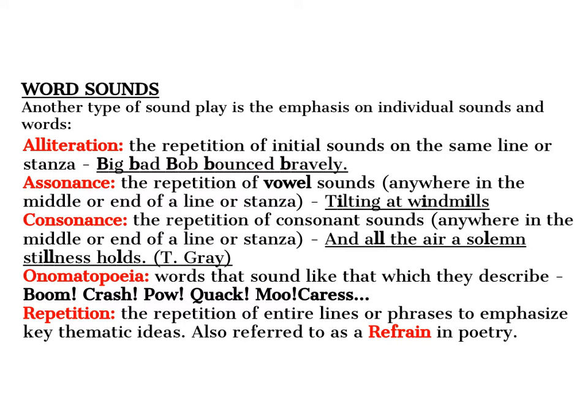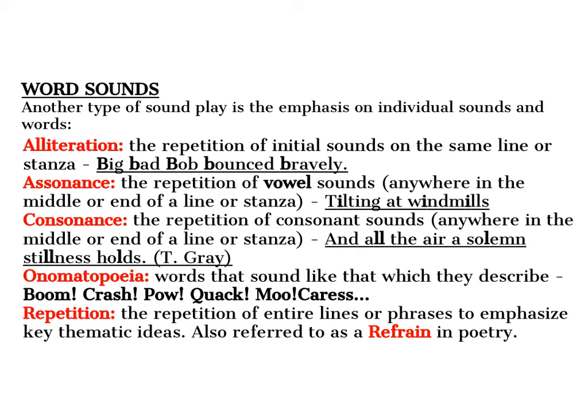Another type of sound play is the emphasis on individual sounds and words. Let's take a look at some examples of word sounds. Alliteration is a repetition of initial sounds on the same line or stanza. Let's look at the example. Big Bad Bob bounced bravely. There we see the emphasis is on the B sound. Big, Bad, Bob. That is an example of alliteration.